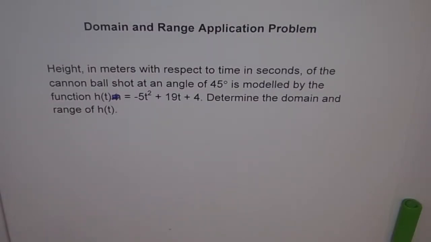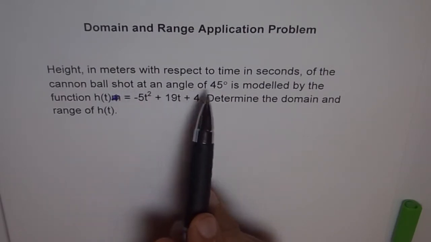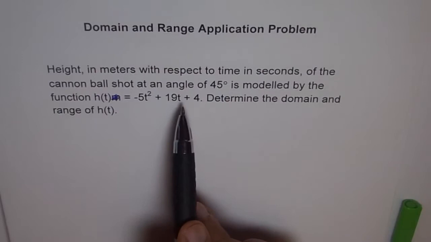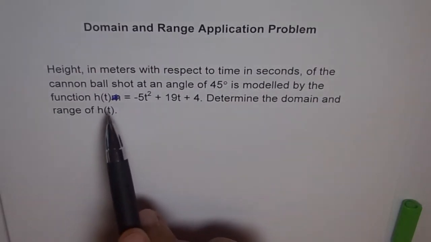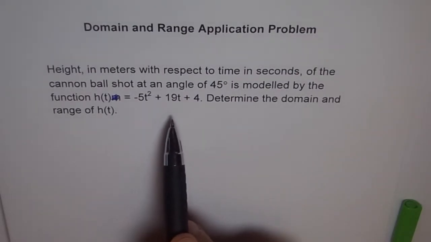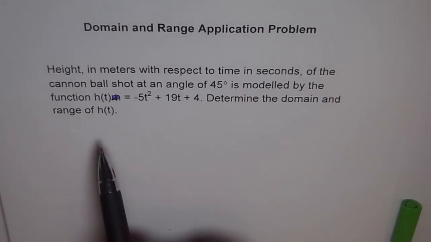Here's a domain and range application problem. Height in meters with respect to time in seconds of a cannonball shot at an angle of 45 degrees is modeled by the function h of t equals minus 5t squared plus 19t plus 4. Determine the domain and range of h of t.